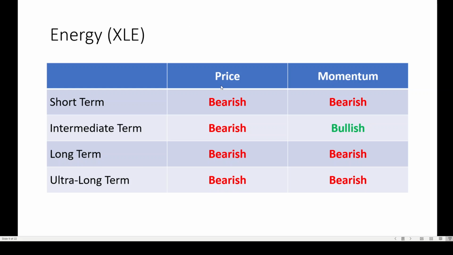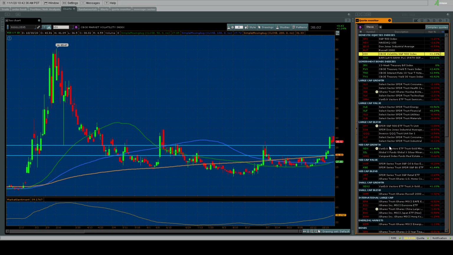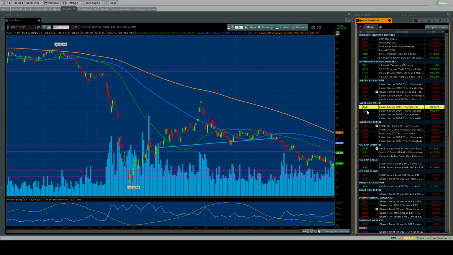Let's move on to the energy sector, which is unchanged. It's still bearish across the board practically, except for a little intermediate term bullish momentum on XLE. And you can see in the charts here, it is looking like it may retest its all-time low. And that could be, for those of you who like the technical side, a double bottom, potential bullish signal.